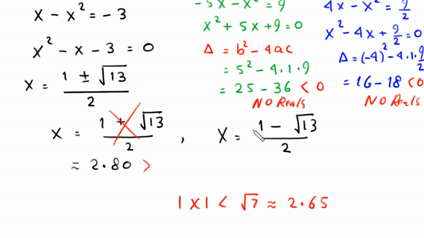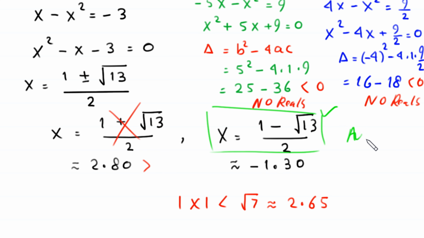And this second value of x is approximately equal to negative 1.30. So the absolute value 1.30 is less than this expression, so this is a valid solution. This is the final answer of this problem.